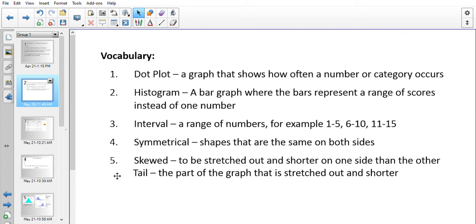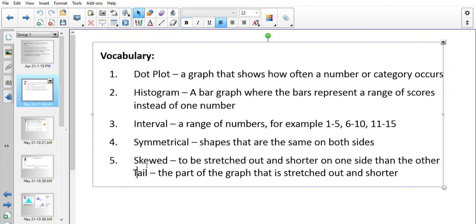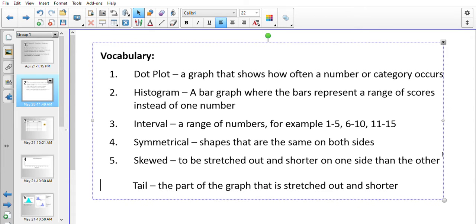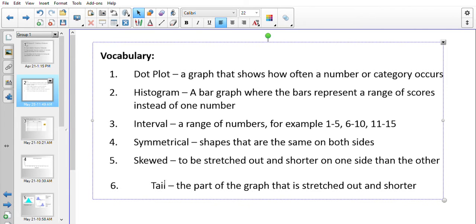Okay, skewed means to be stretched out and shorter on one side than the other. And the tail, the part of the graph that is stretched out and shorter. So I believe these should have been two separate words, but that's okay. So basically we have skewed, and then we have the tail, right? There we go. That looks better. So the tail is the part of the graph that is stretched out and shorter. And don't worry if you don't know what that means just yet. We will get to it, okay?